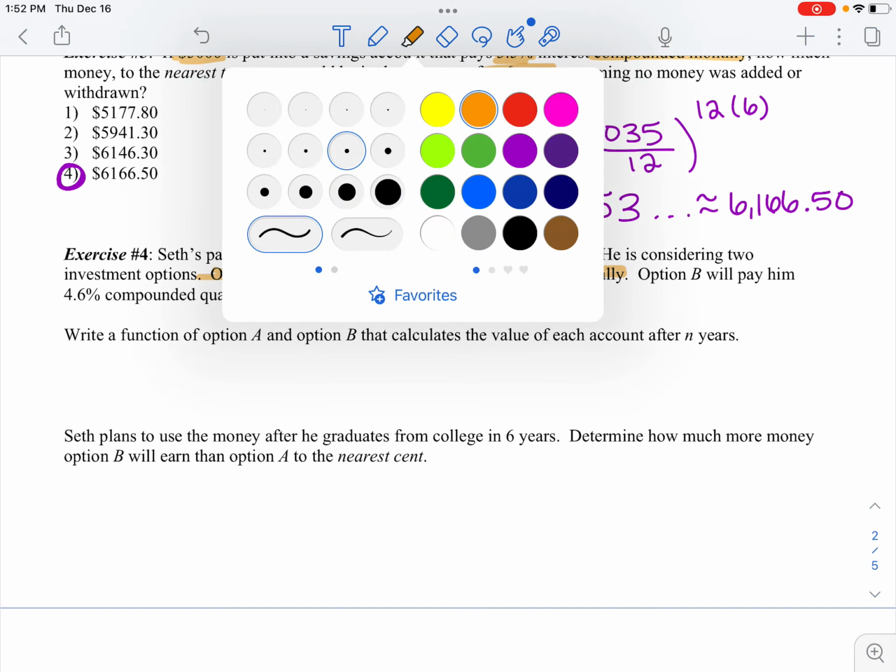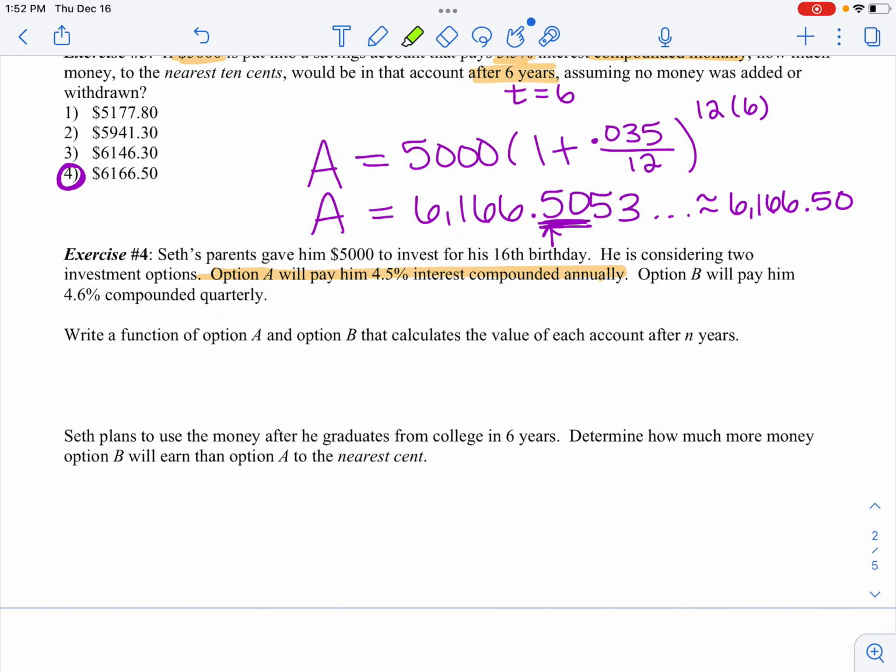So that's like what we did earlier in this lesson, where we did not have to think about how many times in the year because it's just one time. Option B will pay 4.6% compounded quarterly. So option A is the formula we used at the beginning of the lesson, A equals P times 1 plus R to the T. And option B is using the formula where we have n times a year being compounded, so 1 plus R is being divided by n, and the time is being multiplied by n.